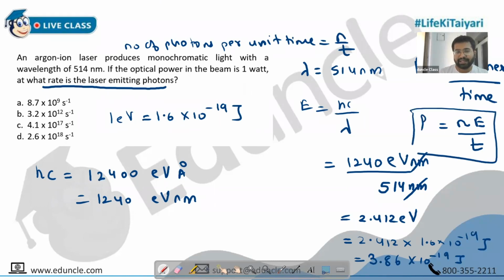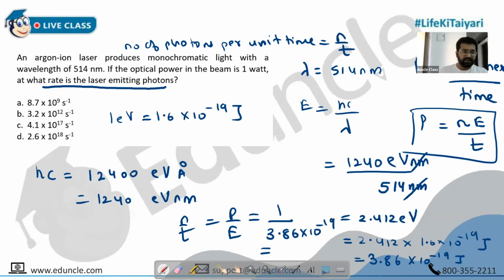So power is ne by t. So we have n by t, which is nothing but power by e. Power is 1, they have given us. Energy is 3.86 into 10 raised to minus 19. So your answer is 1 upon 3.86. Let's calculate. So that's 0.256, which is 0.26 into 10 raised to 19, or I can say 2.6 into 10 raised to 18. Answer is option B, everyone. I hope this is clear. Tell me if not. Ask me if you have any questions. Do not hesitate.